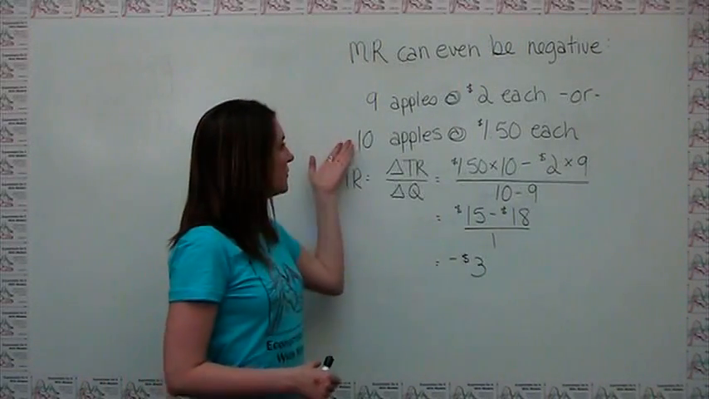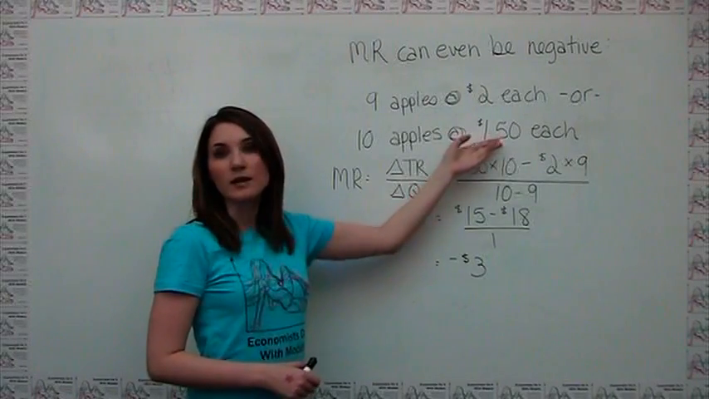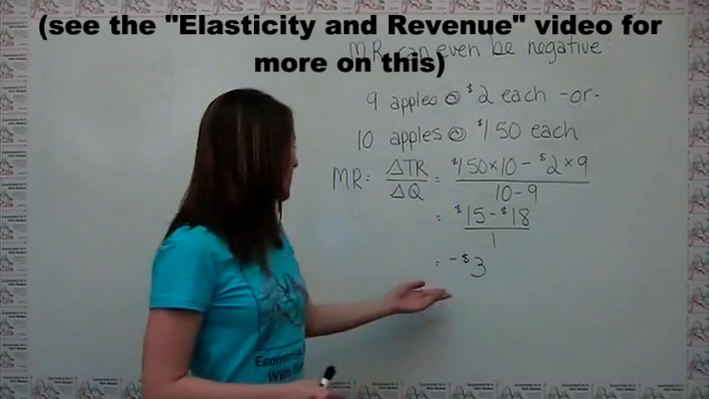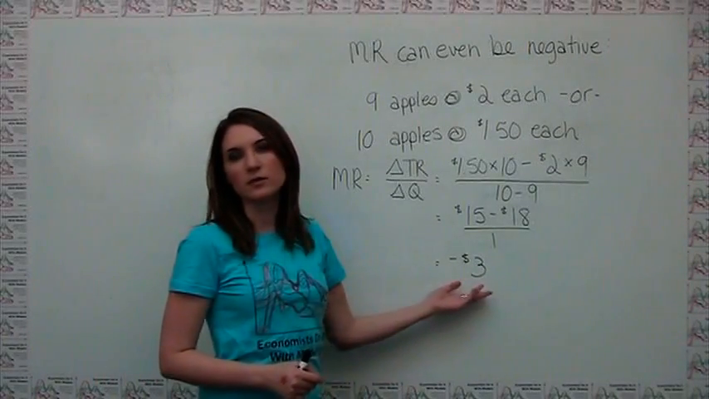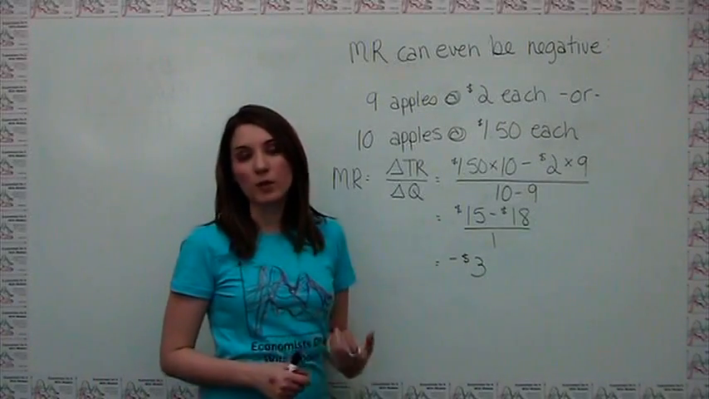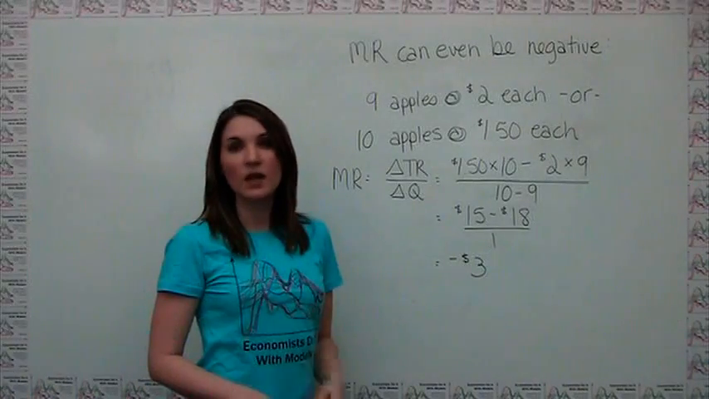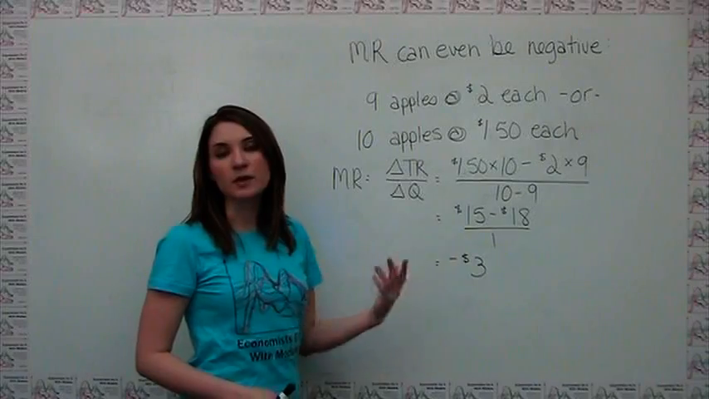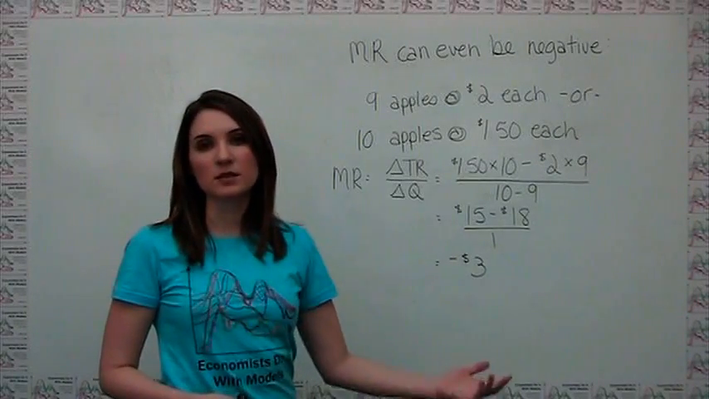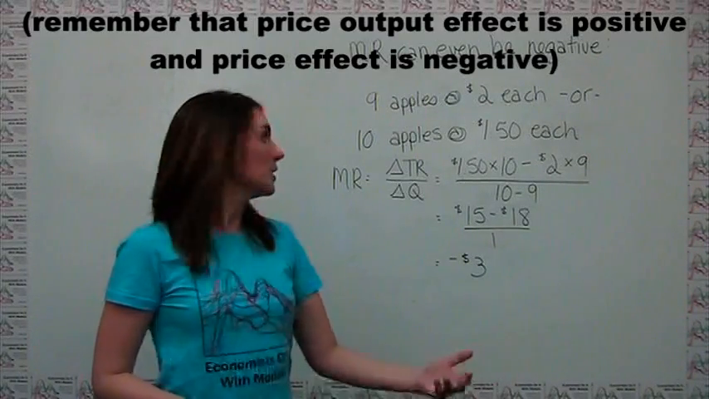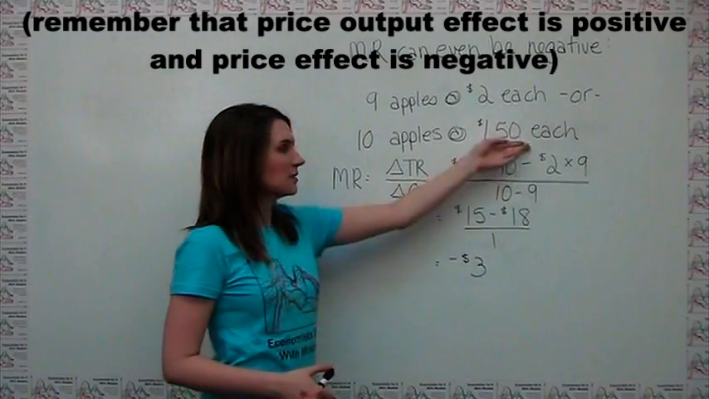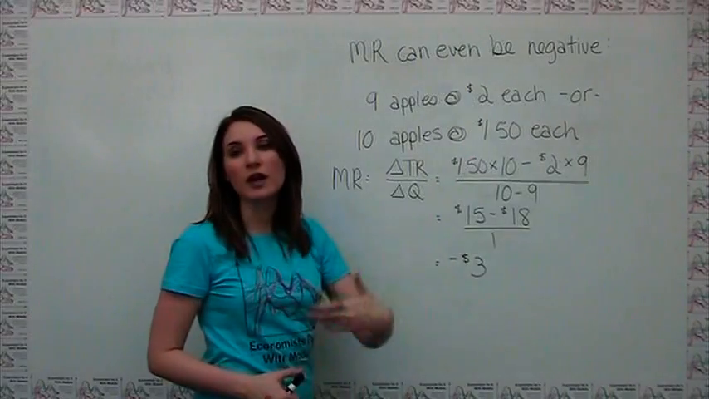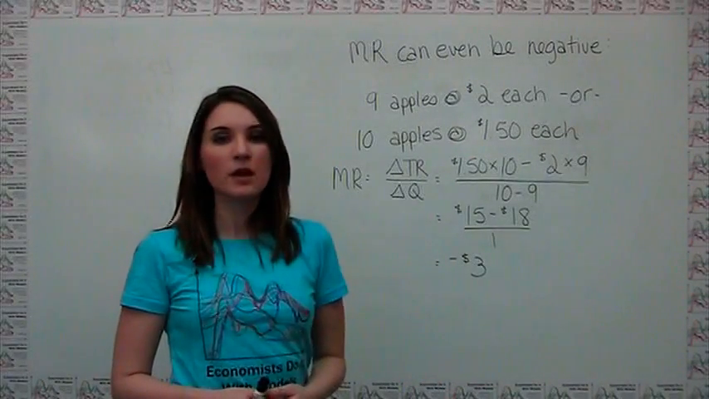So we've shown that if you have to lower your price a lot in order to sell more output, it's entirely possible that you could make less revenue by trying to sell more output. Technically speaking, your marginal revenue in this case is negative because your price effect dominates your output effect. In this case, the output effect is $1.50 because you're getting $1.50 from that extra apple that you're selling.